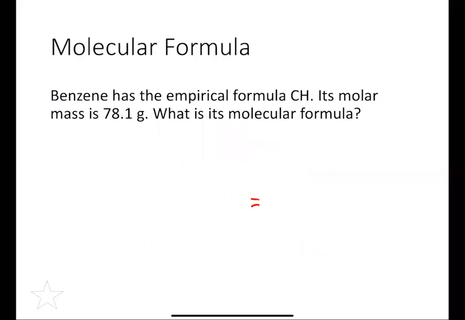So let's do this one. Benzene has an empirical formula of CH, and its molar mass is 78.1 grams. What is its molecular formula? In this one, we didn't have to figure out the empirical formula first. It just gave it to us, and it gave us the molar mass. First, we have to add up 1 C and 1 H to get the empirical formula mass. And then we know we're going to divide 78.1 by whatever we get there.